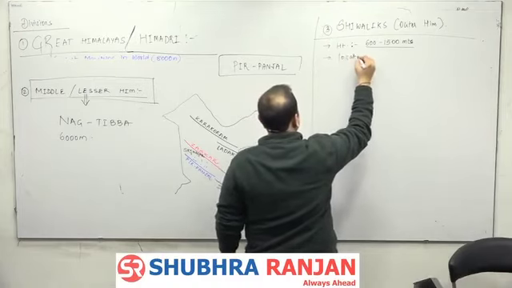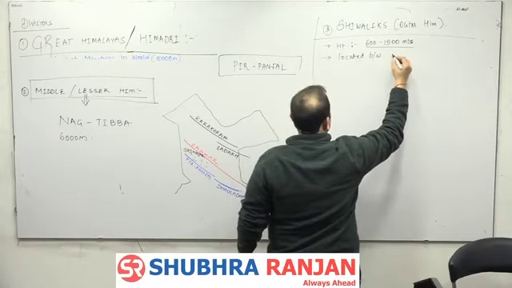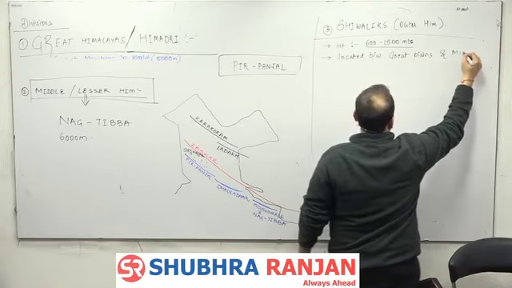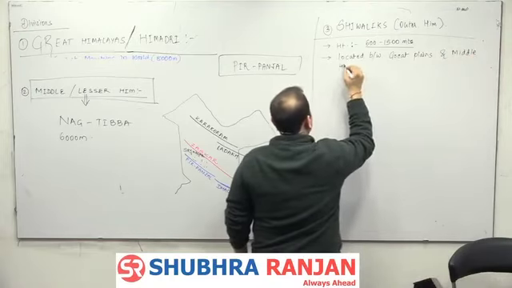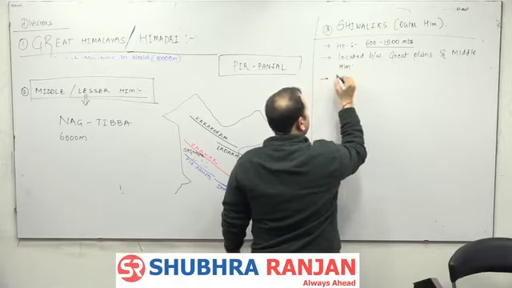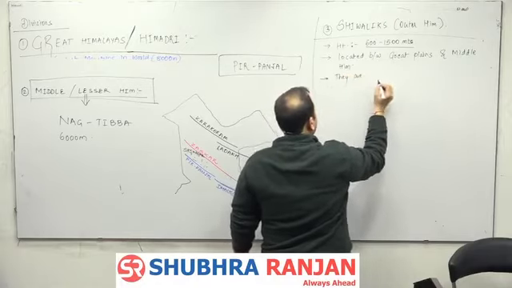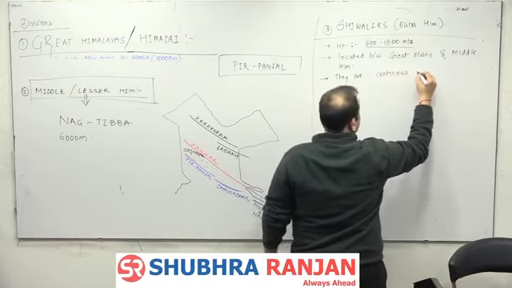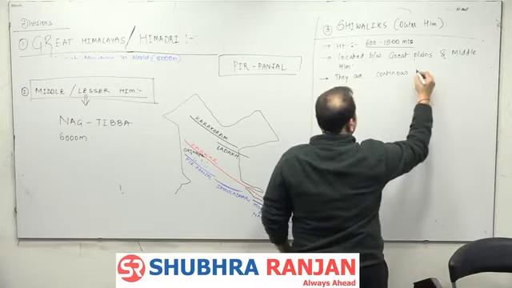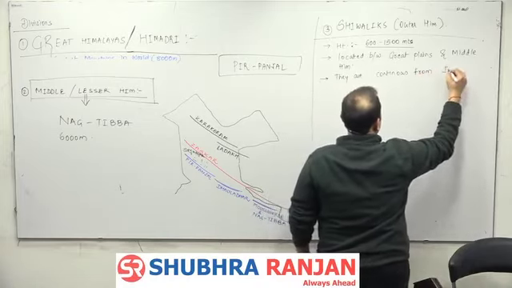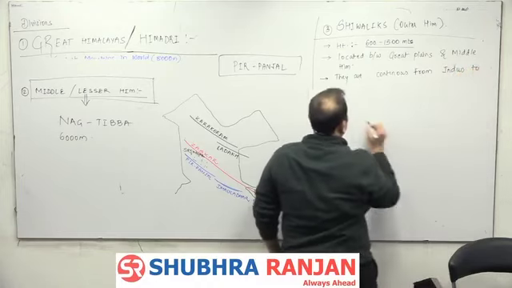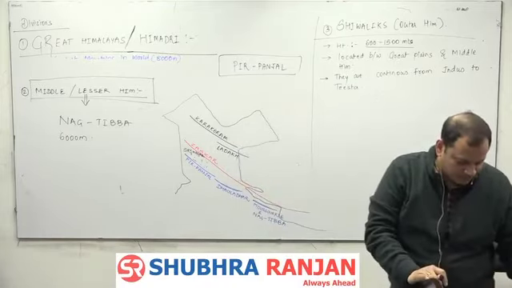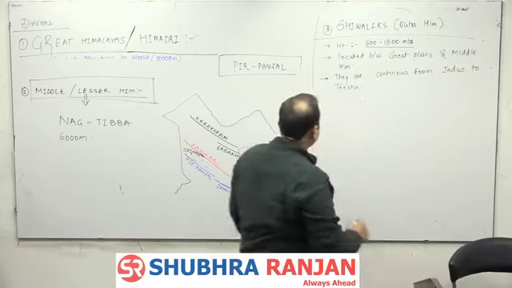They are located between plains and Middle Himalayas. They are continuous, obviously broken at some points, from Indus to Teesta. They're more or less continuous from Indus to Teesta.